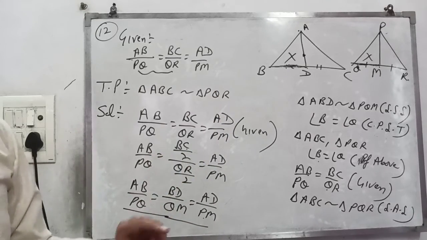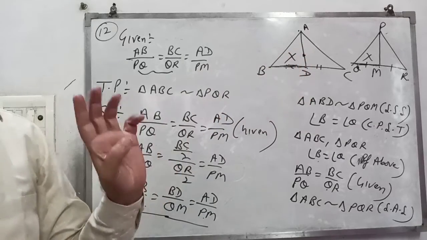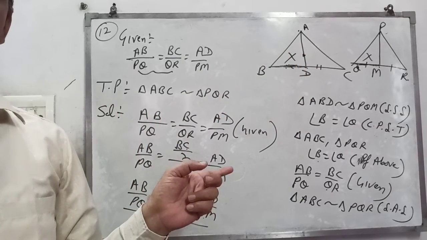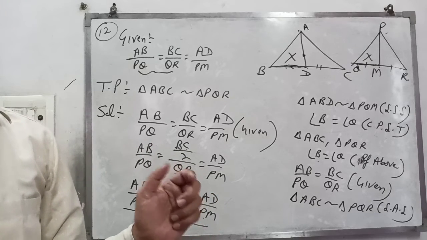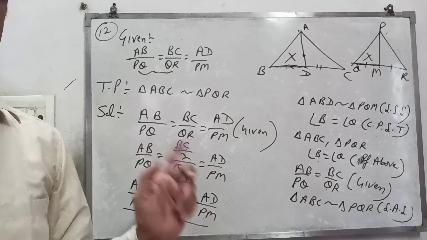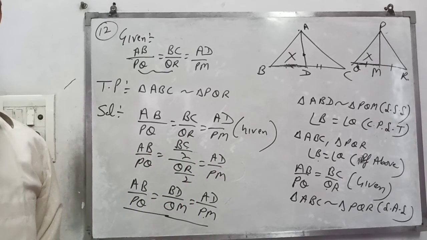So remember one thing, if the triangles are similar, then their angles are equal and the ratio of their corresponding sides are equal, right? Angles are equal but the ratio of the corresponding sides are equal. Sides are not directly equal. Okay, now come to the next.